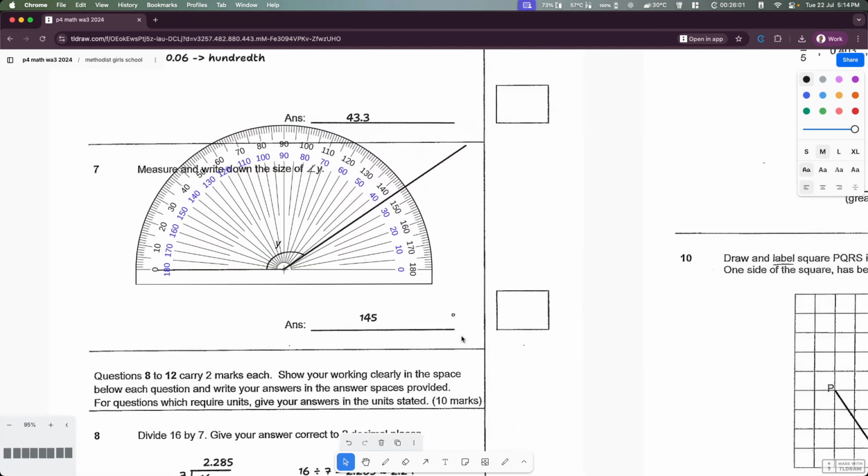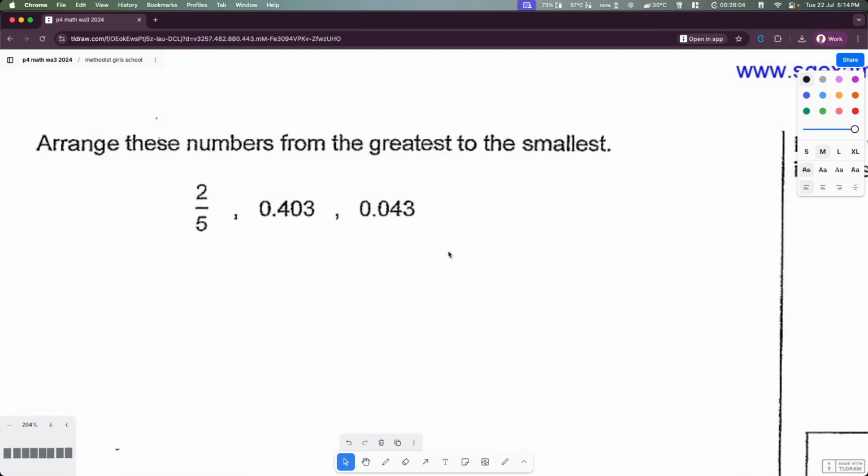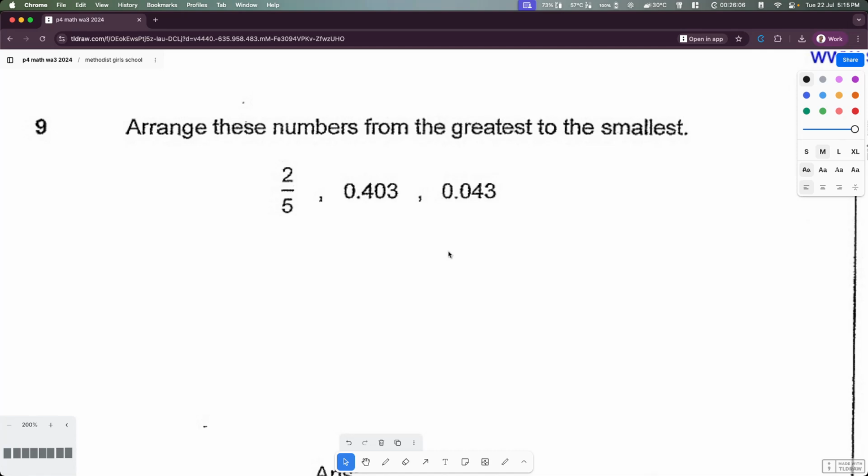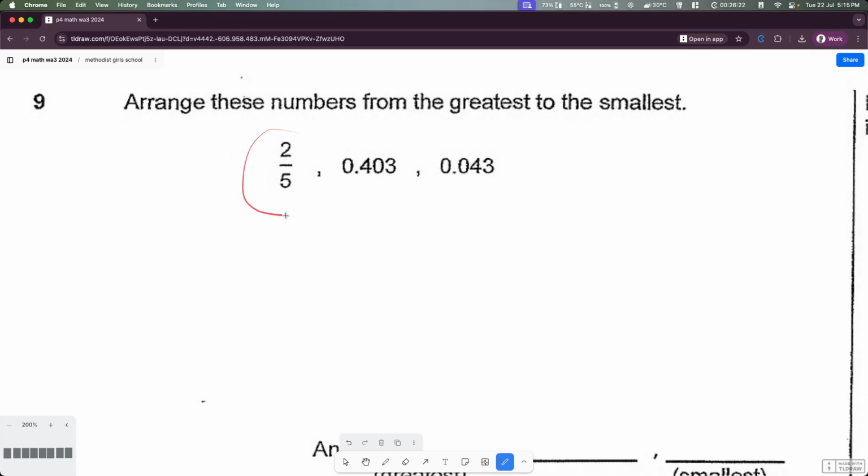All right, let's move on to the next question. Question 9. Arrange these numbers from the greatest to the smallest. We have the fraction 2 out of 5, 0.403, and 0.043. The thing is that we don't know what the fraction is as a decimal. I think I mentioned before, the easiest way to convert it to a decimal is to make the denominator 100.